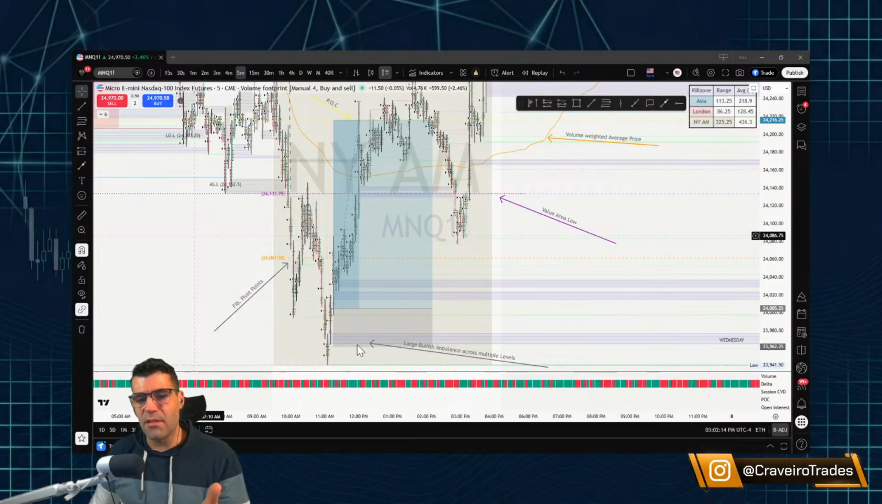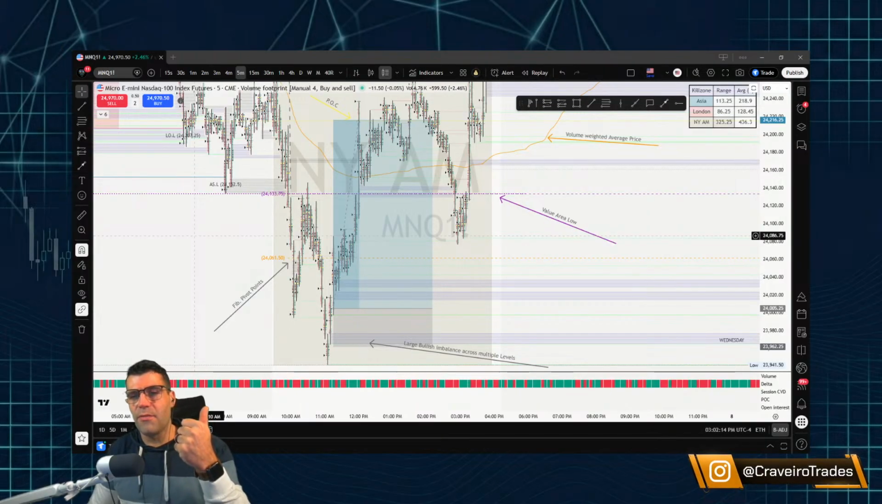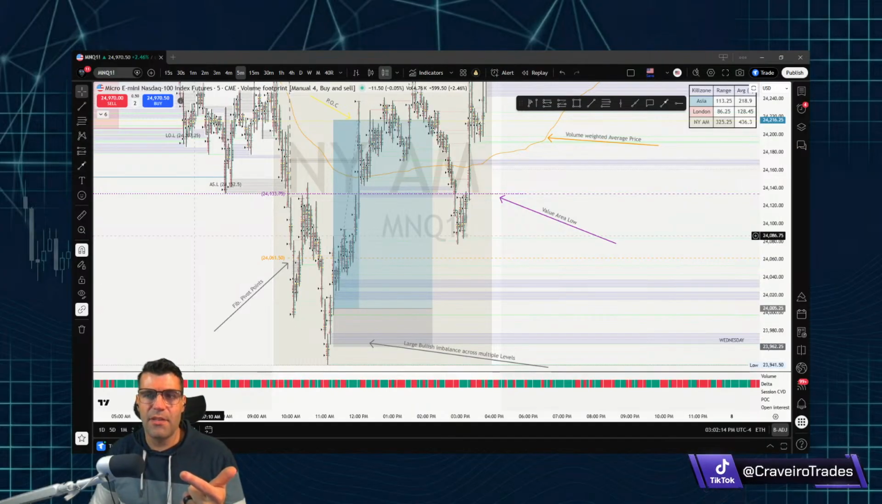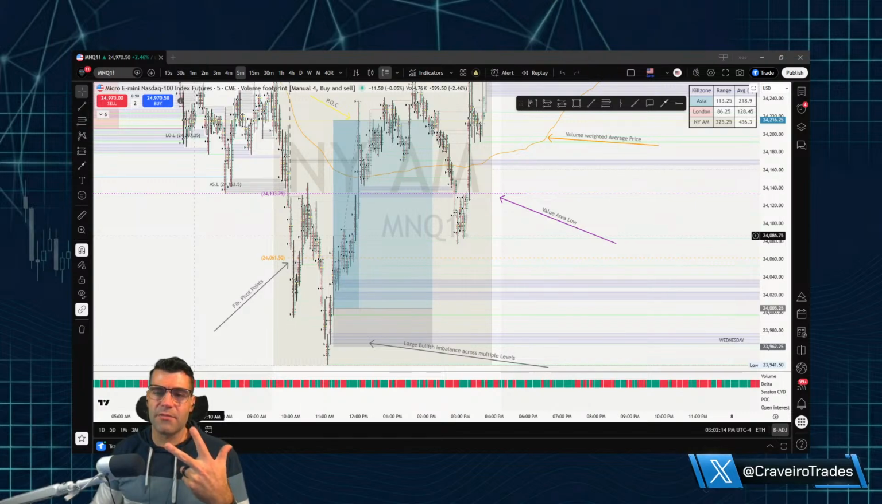I want to see a delta divergence paired with either a CVD or SMT divergence. Then I want to see imbalances. That's the final step to my entry. There's 3 steps to this. And then you trail your stop, buy pad. Okay? You have your target. Where did price go?